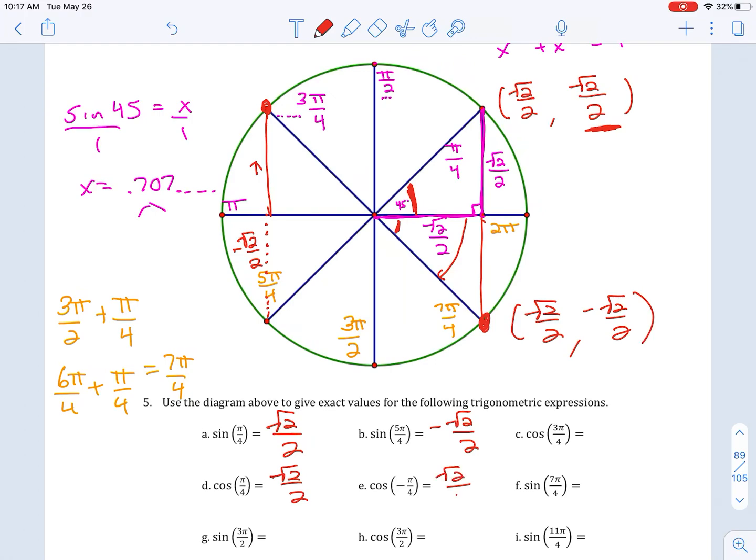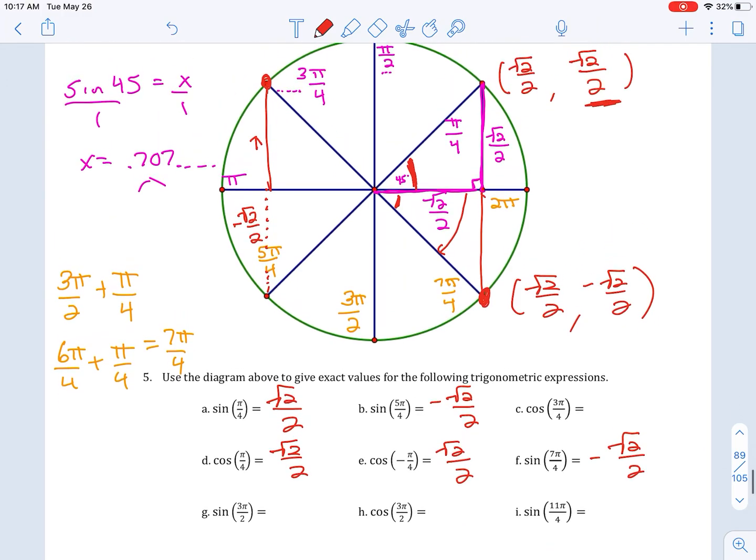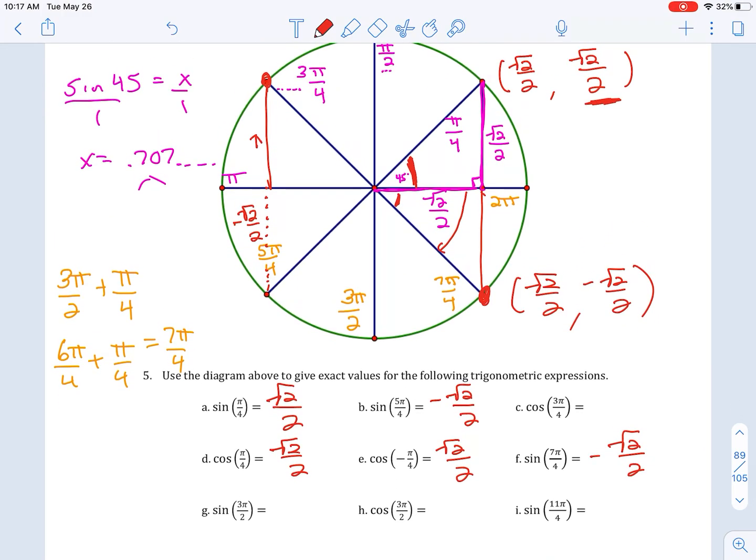So this one is square root of 2 over 2. And then I think you can get the rest of them, so I'm not going to talk you through each and every one. Maybe we'll talk about 3 pi over 2. So this one, remember the sine of that point, and what is that point? It's this. And the sine is the y value, so that's -1. And then 3 over 2 pi, well, the cosine of that is the x value, which is 0.